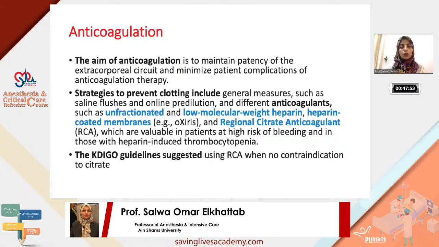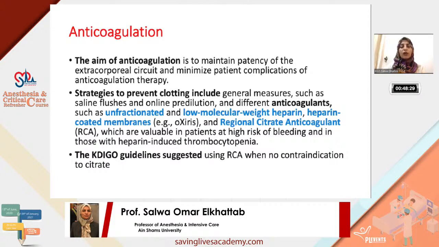Anticoagulation is used to avoid clotting of the blood while passing through the dialyzer or the membrane, which will shorten the membrane life and lead to loss of blood. And this is loss of blood, loss of resources. It aims to keep this dialyzer patent, prolonging the lifespan of the dialyzer while we are dialyzing the patient in a continuous over 24-hour manner.